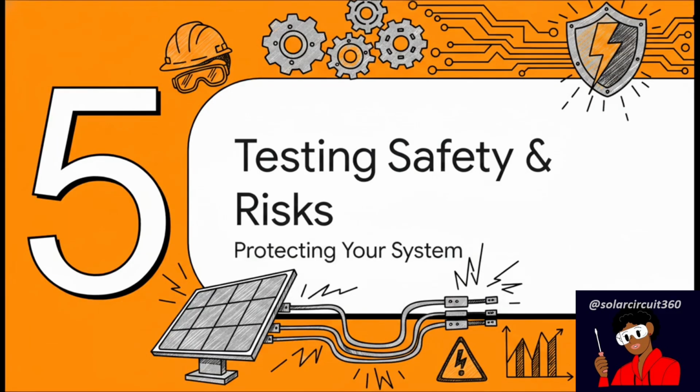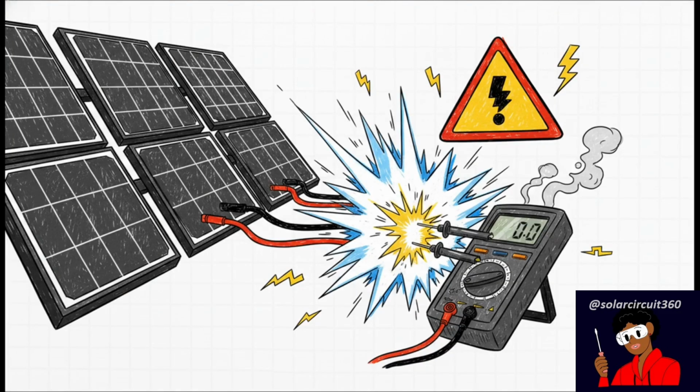Section 5. Testing safety and risks. Protecting your system and yourself. Okay, so testing for ISC means placing a meter directly across the panel output, essentially creating that dead short we talked about earlier. Doing this introduces massive risks if you aren't careful. If you try to short-circuit entire strings or combined arrays without specialized equipment, you risk generating terrifying arc flashes when you disconnect the PV circuits, and you also risk instantly blowing the internal fuses of your really expensive test meters.